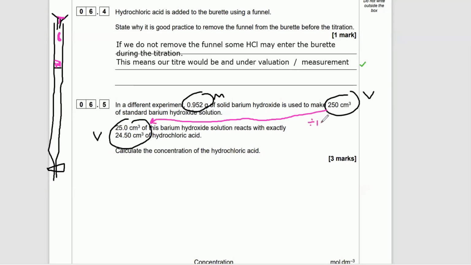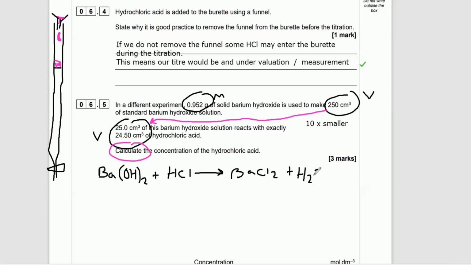Also, check this out. They'll always do this in titrations. They take a large volume, like 250 centimeter cubed, and then we're going to titrate just a 25 centimeter sample. This means when I work out the moles of that barium hydroxide, it's 10 times smaller than it should be. So we're going to work out the moles in the 25 centimeter, and then we're going to need to times by 10 to work out the total moles in the 250.